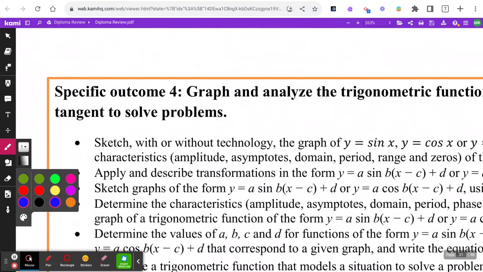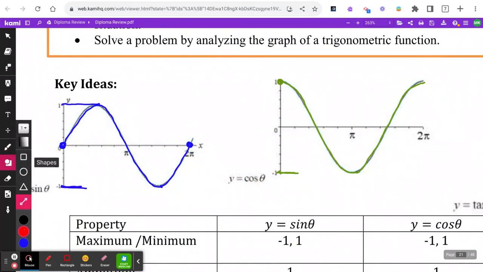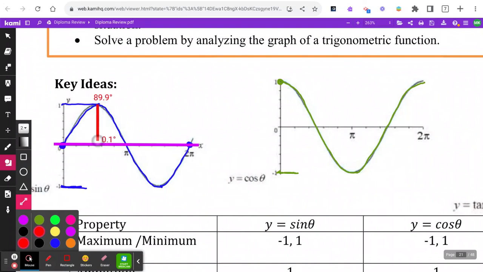Visually, my midline is right here. So the amplitude is this distance, max to midline, or minimum to midline. Those distances should be the exact same. Right, that's your amplitude.